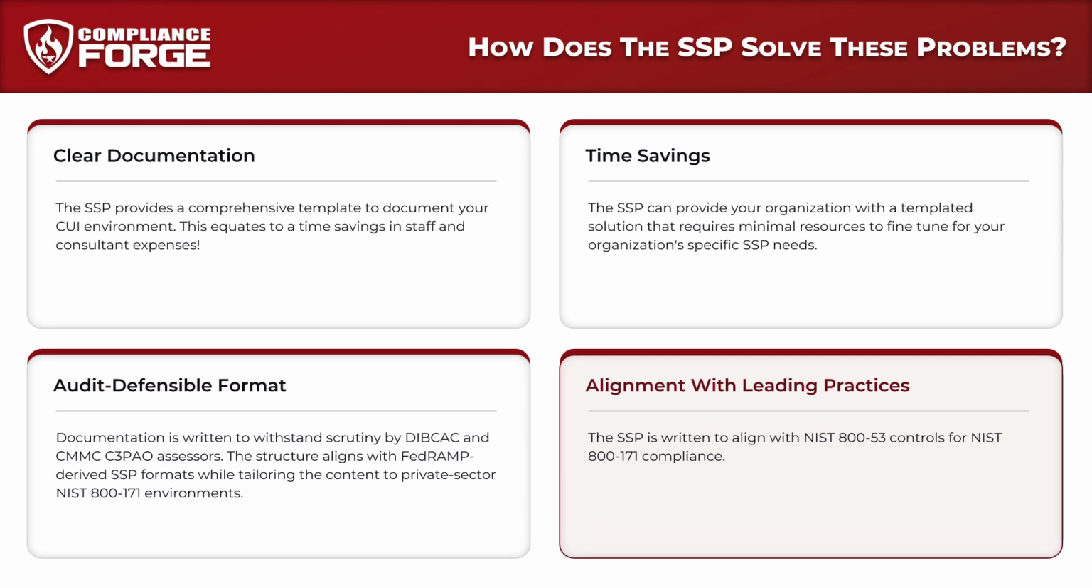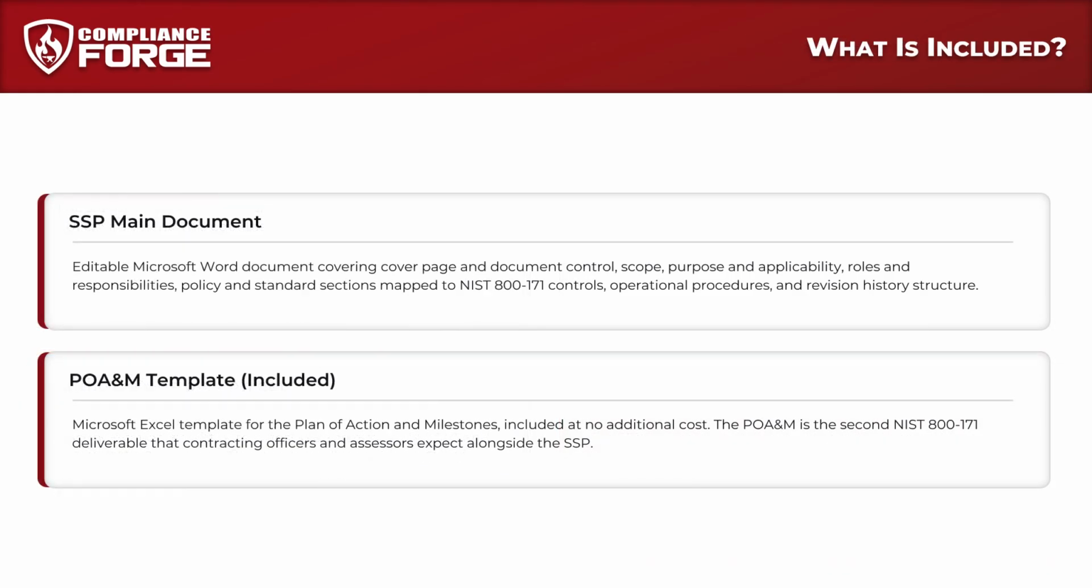The SSP is written to align with NIST 853 controls for NIST 800-171 compliance. So what do you actually receive? The SSP is delivered as editable Microsoft Office documentation. Purchase includes a single entity license and the first year of product updates, plus the plan of action and milestones Excel template at no additional cost.